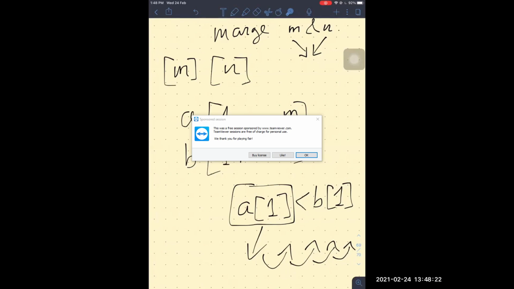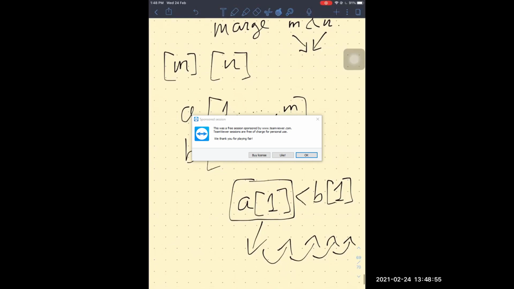So let me give one other hint. If the kth smallest element exists, then it has to be greater than the k by 2 smallest element. So you can divide k by 2, instead of dividing the number of elements in A or B in 2 parts. So anyone want to try this idea?